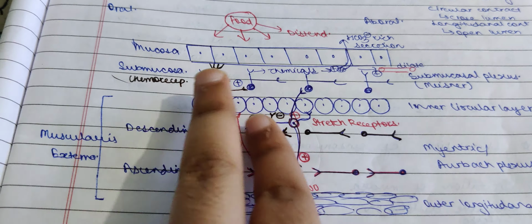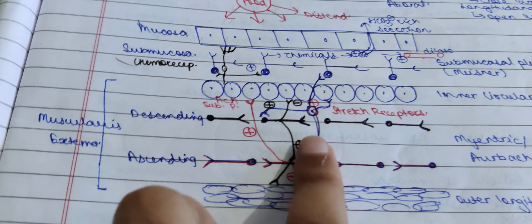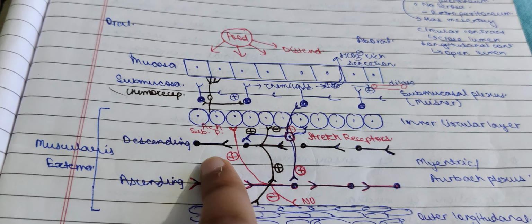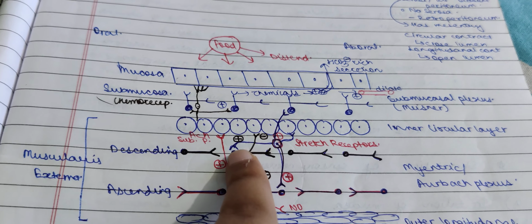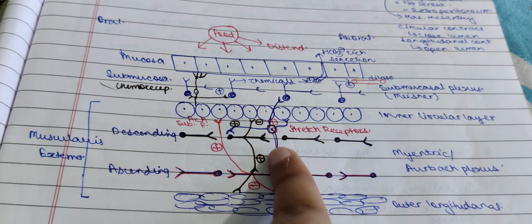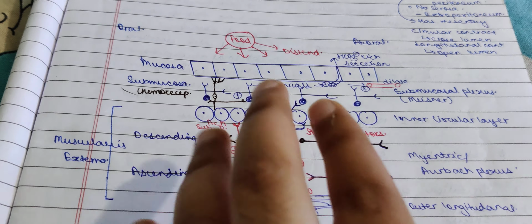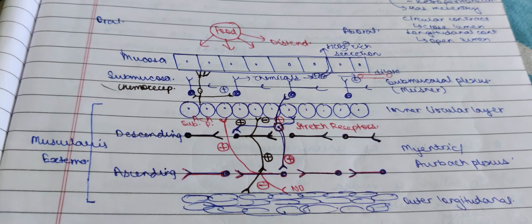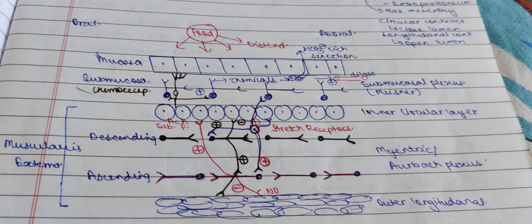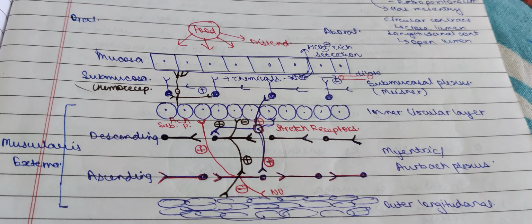Now this portion is contracted, and we need to relax this portion. When this is contracted, the stretch receptors will stimulate the descending tract. The descending tract will stimulate the longitudinal layer and inhibit the circular layer. So when the longitudinal muscle contracts, the lumen will open up, and this whole series will continue. This alternate contraction and relaxation is known as peristalsis. Therefore the myenteric plexus is involved in peristalsis.